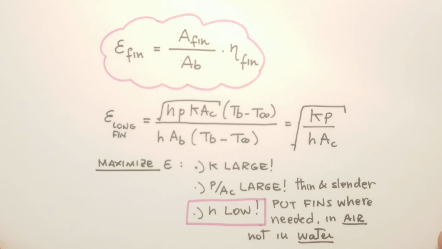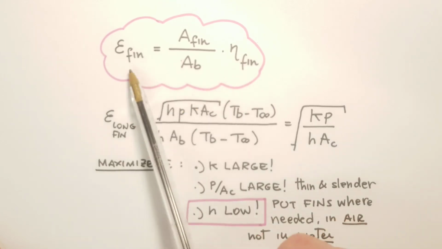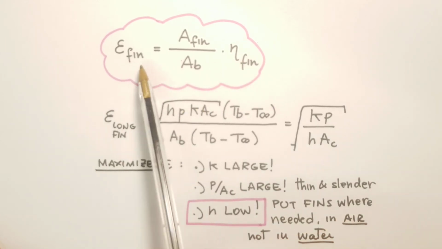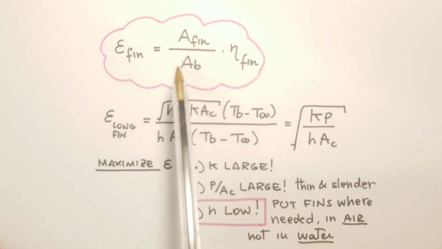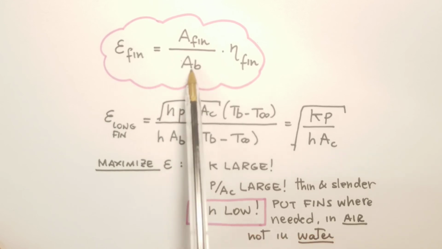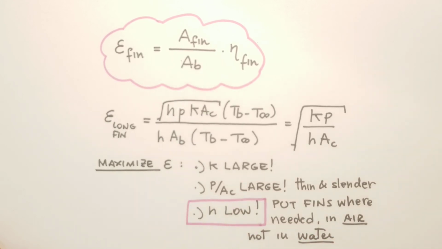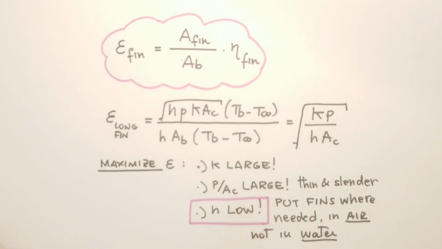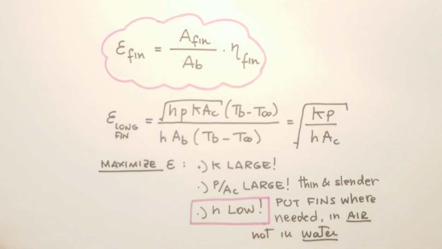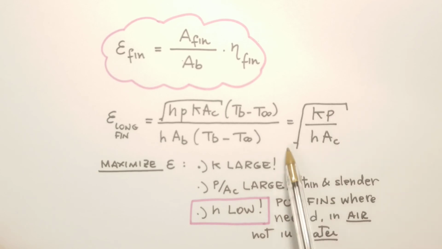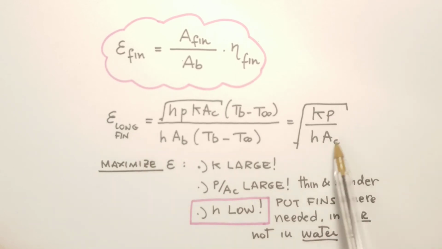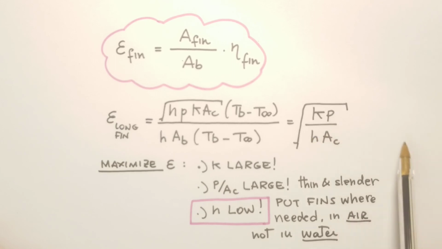The fin effectiveness and the fin efficiency are related. So the fin effectiveness is equal to the product of the fin efficiency times a ratio, the area of the fin divided by the area of the base. So again, we can use the expression that we found before, for example, for the long fin. We substitute the values in the formulas for the fin efficiency, and we find that the long fin effectiveness is equal to the square root of kP divided by hAc.